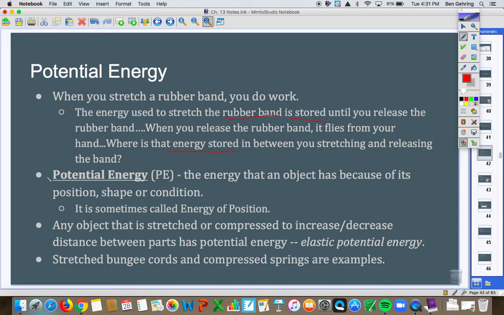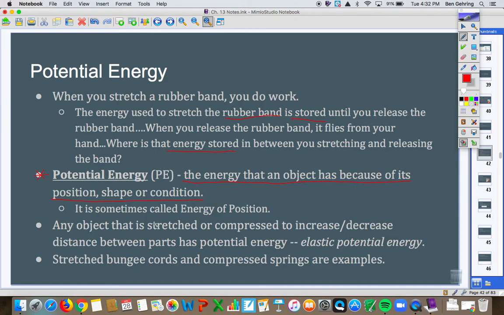So this is your first or second term, I guess. Potential energy is a specific form of energy. It is the energy an object has because of its position, shape, or condition. Okay? And so this is our potential energy.